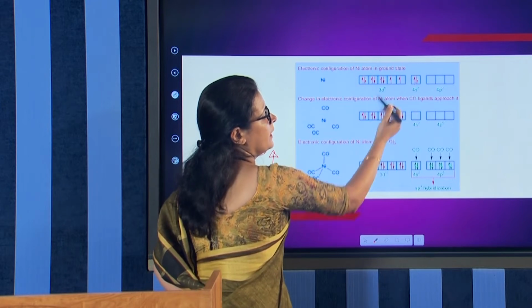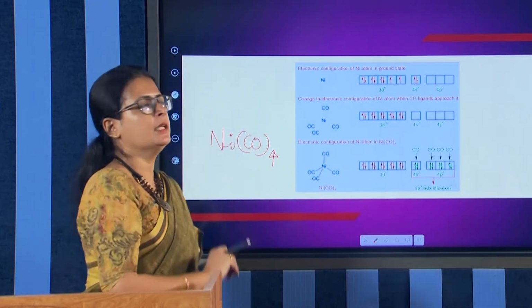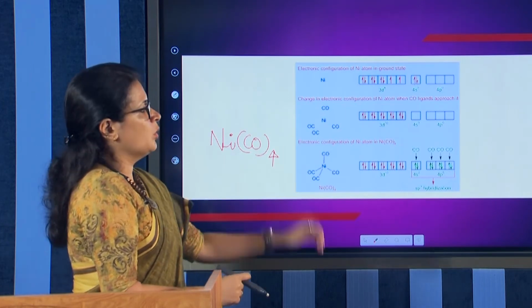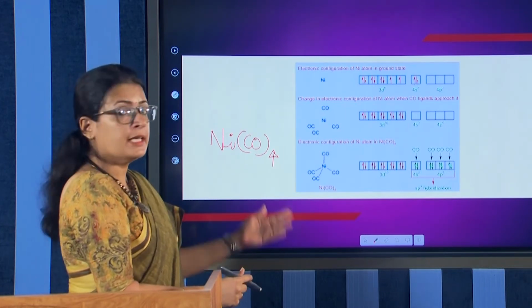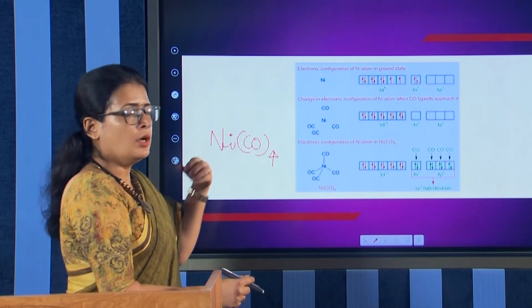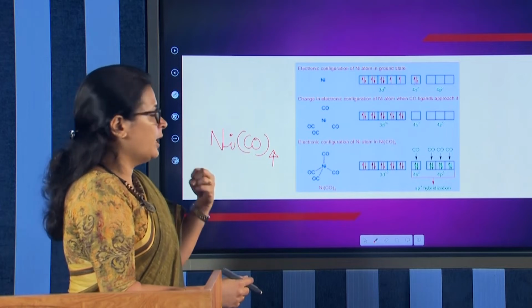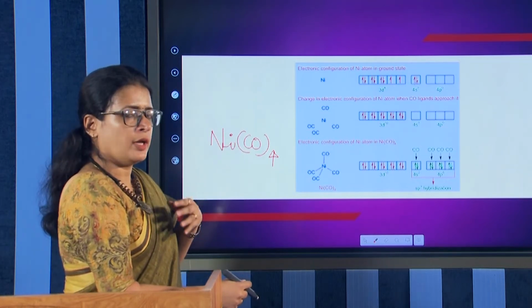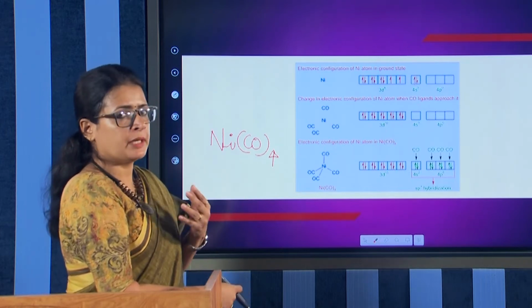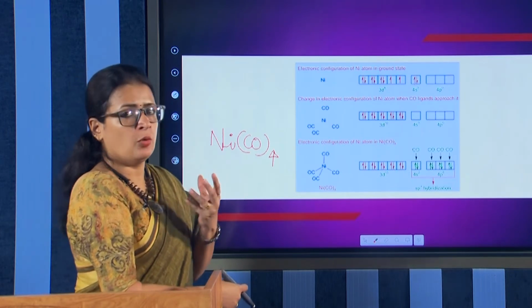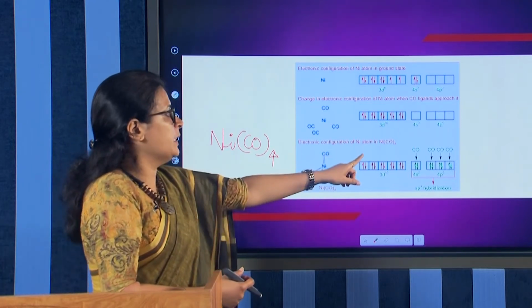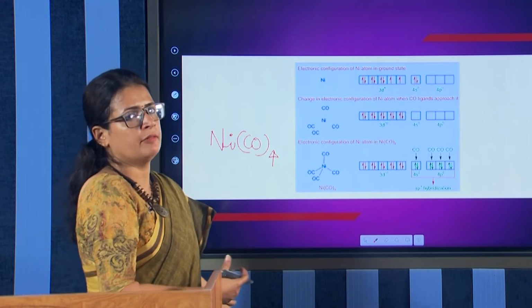Now, all the 3d orbitals are completely filled, and the available s and p orbitals are there. Now, it will be undergoing sp3 hybridization. Why sp3 hybridization? We have 4 ligands coming near to the nickel, and 4 hybrid orbitals should be made available. The central metal atom should give 4 hybrid orbitals to the ligands, and so 4 sp3 hybrid orbitals are given.